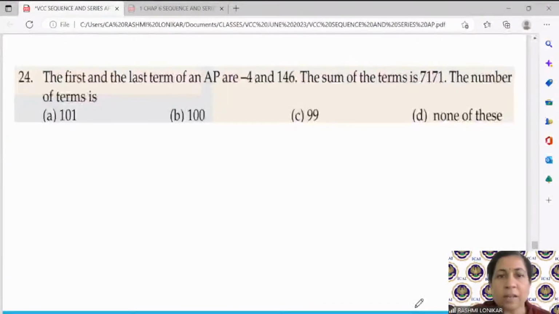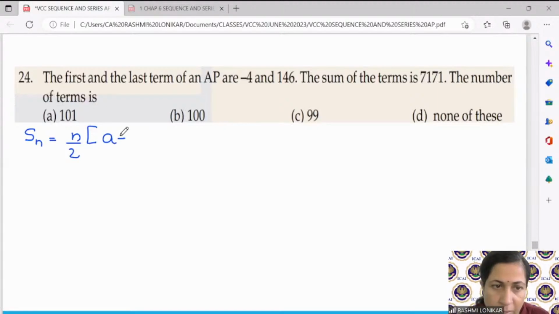The first and the last term of an AP are given, and the sum of the terms is given. Find the number of terms. Now this is the example where you are using the first formula for the summation of a series. What is that formula? Sn is equal to n by 2 into (A plus L). What is A? A is the first term. What is L? L is the last term.